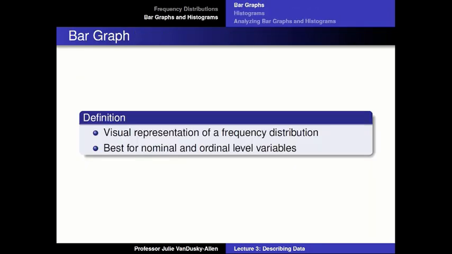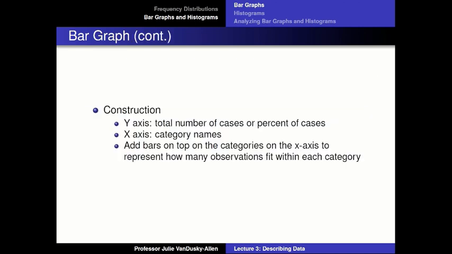In the next part of the lecture, I will show you how to make a bar graph. A bar graph is a visual representation of the data from a frequency distribution. As such, it is best used for nominal and ordinal level variables. When you construct a bar graph, you place the total number of cases or percent of cases on the y-axis and the category names on the x-axis. Then you add bars on top of the categories on the x-axis to represent how many observations fit within each category.